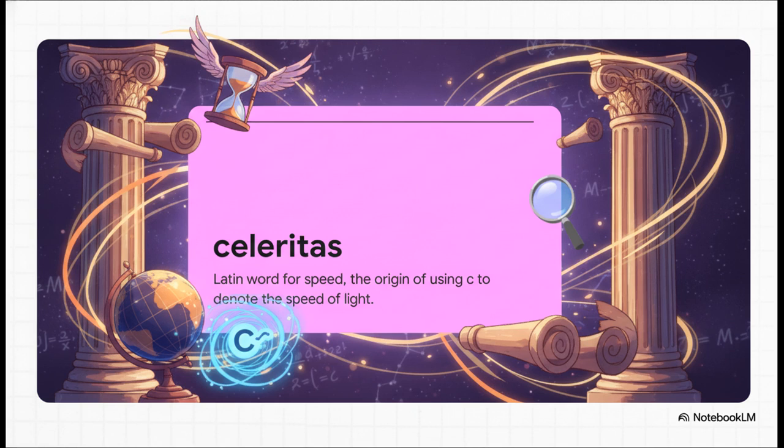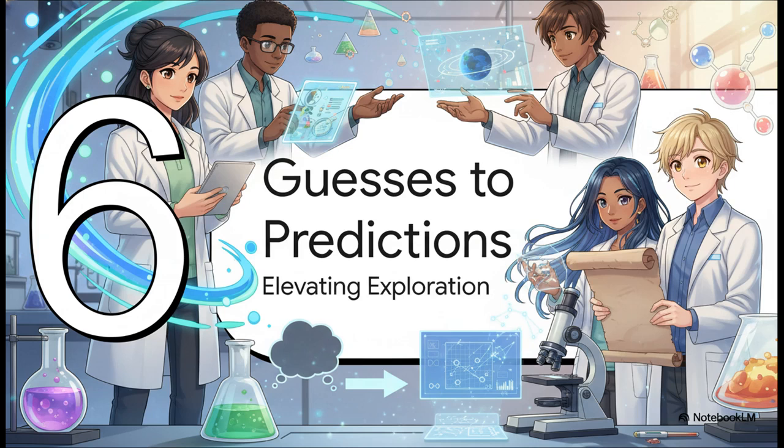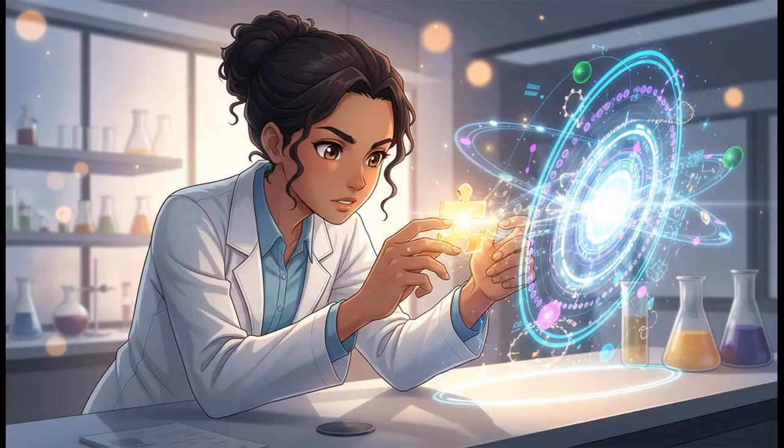These historic Latin terms and international agreements shape our modern scientific symbols, helping scientists perfectly maintain consistency across all global research. And finally, Section 6, From Guesses to Predictions. To wrap things up, let's elevate our exploration to see how we turn everyday casual guesses into robust scientific predictions.